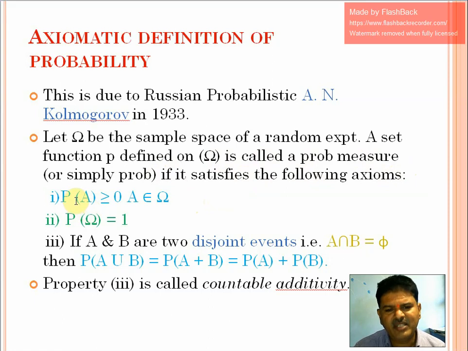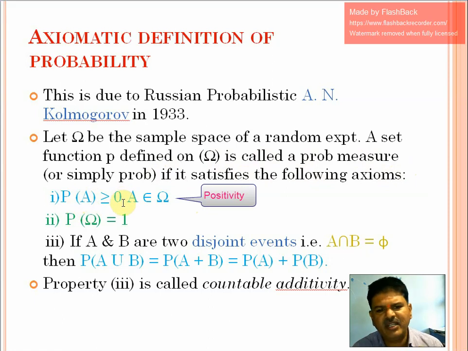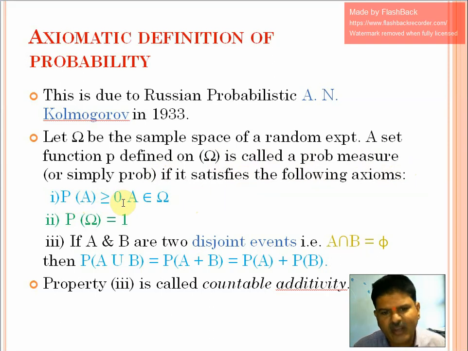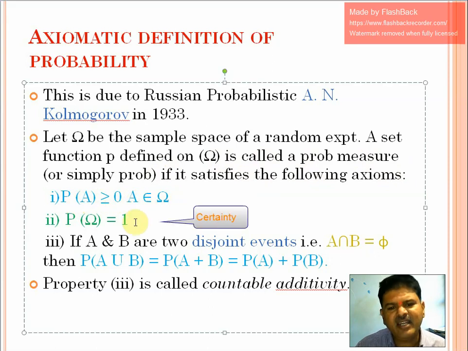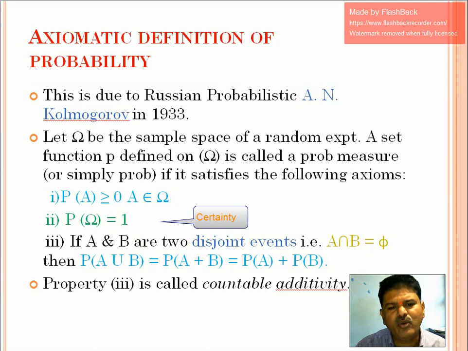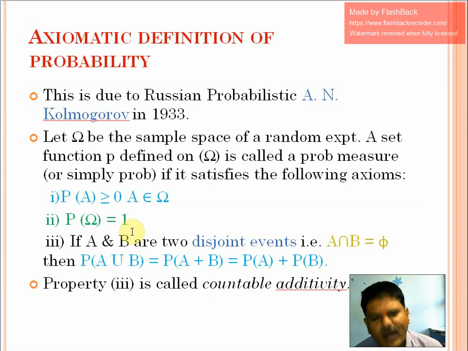The first axiom is that the probability of a particular event is always non-negative, because probability does not take any negative value. It lies between 0 and 1, so it is more than 0 and it should be less than 1. It does not exceed 1 and it does not take a negative sign. So P of A is always non-negative for all A belonging to the sample space. The second condition is P of omega equal to 1. So the probability of the sample space is 1, which means the total probability is always equal to 1.